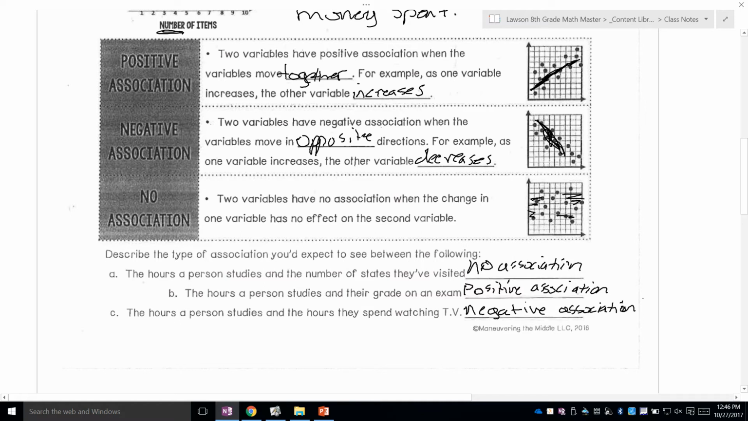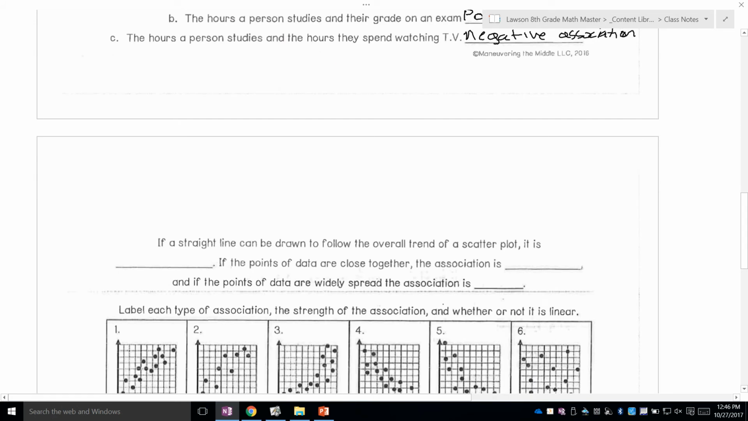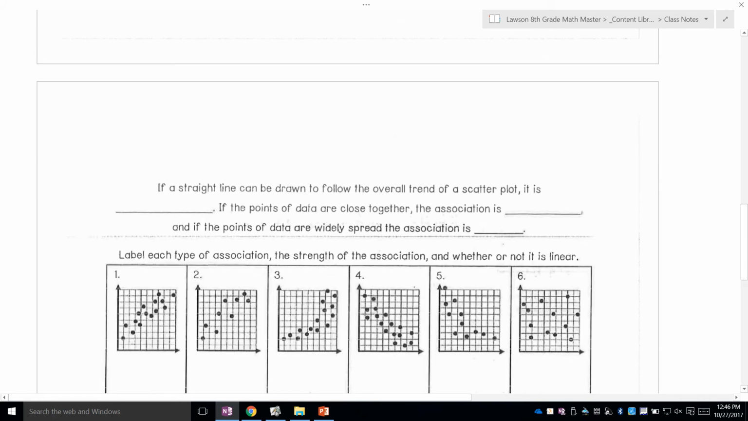Very good. So now I'm going to be moving on to the next page, where we're going to use this information that we've just learned to work through some examples. But we're going to take a few more notes at the top of this page first. It says, if a straight line can be drawn to follow the overall trend of a scatter plot, it is linear. We remember that linear means it seems to be moving in a line. So over here in this blank, we're going to write linear.